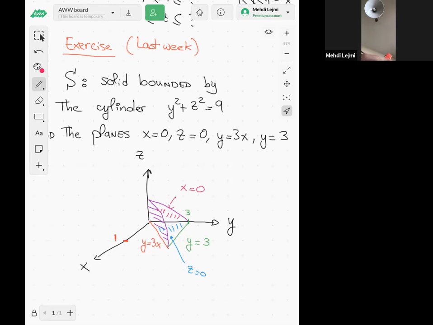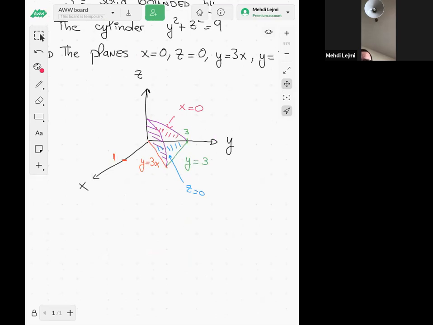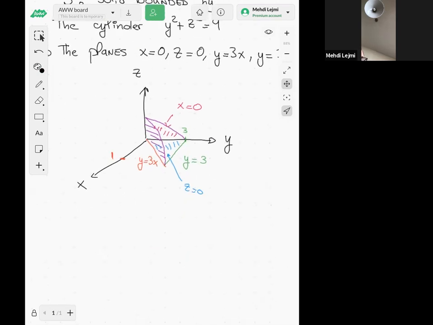And the question was, if I'm not mistaken, not the volume. I think we have to evaluate the triple integral of the function z over this solid S. So we have to find the bounds.